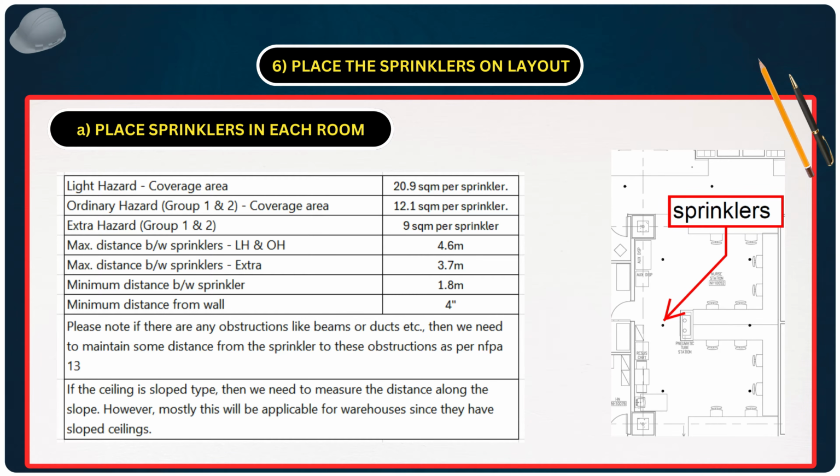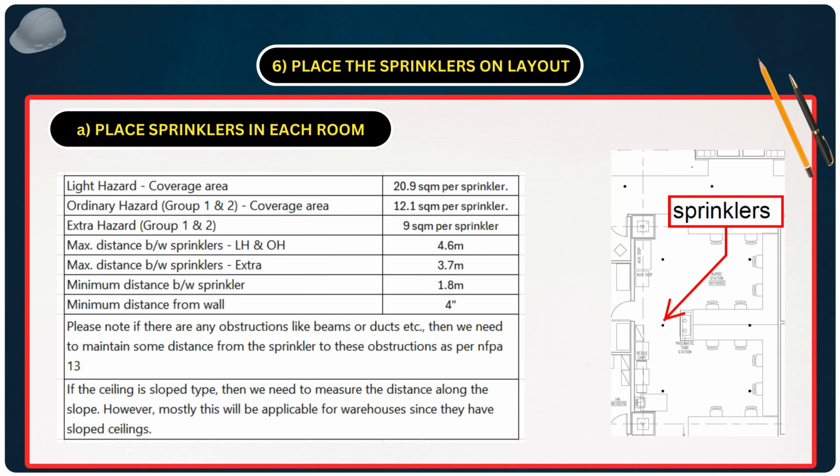We shall maintain a maximum distance of 4.6 meter between sprinklers for light and ordinary hazard areas and 3.7 meter for extra hazard areas. The minimum distance between sprinklers shall be 1.8 meter on center. The minimum distance from wall to the sprinkler will be 4 inch.